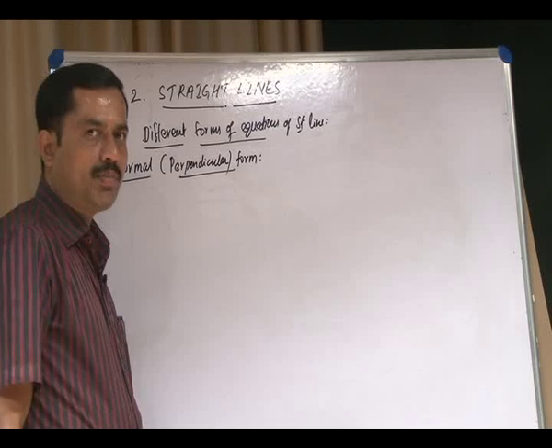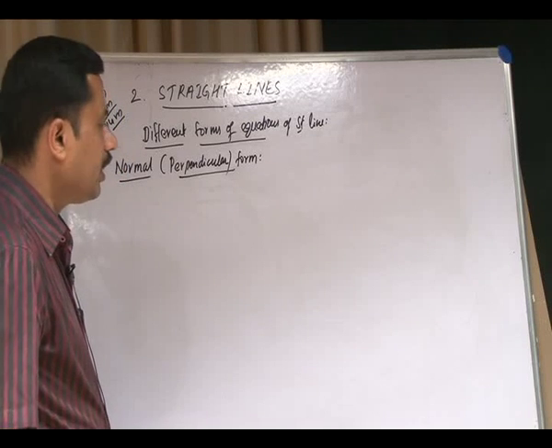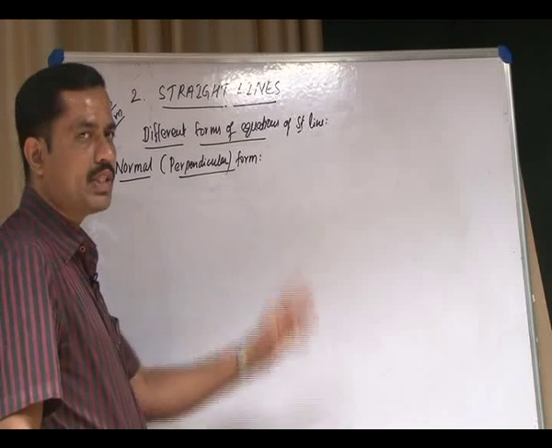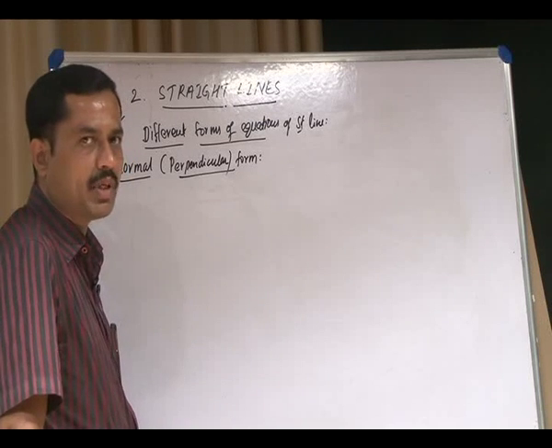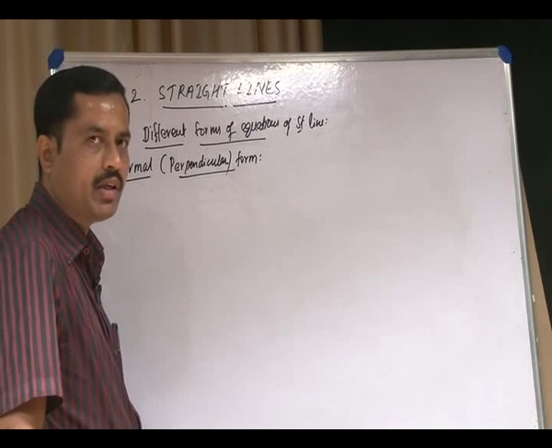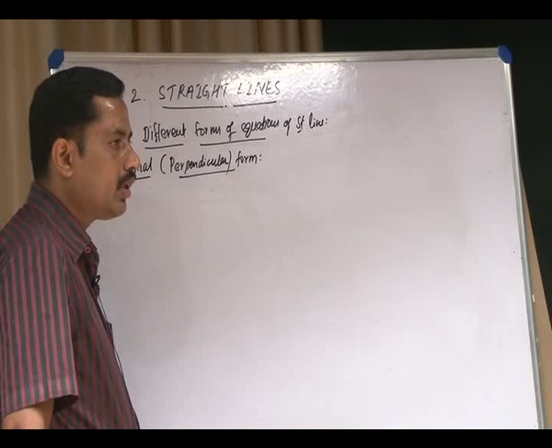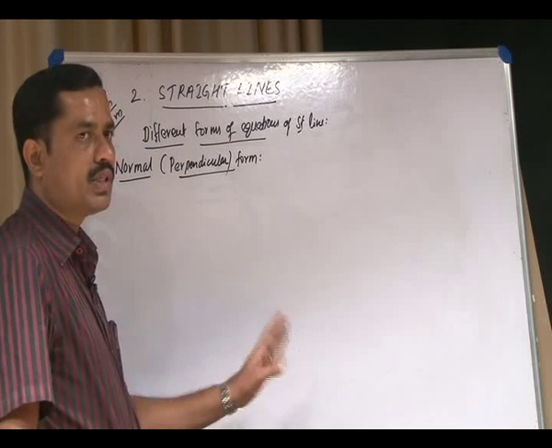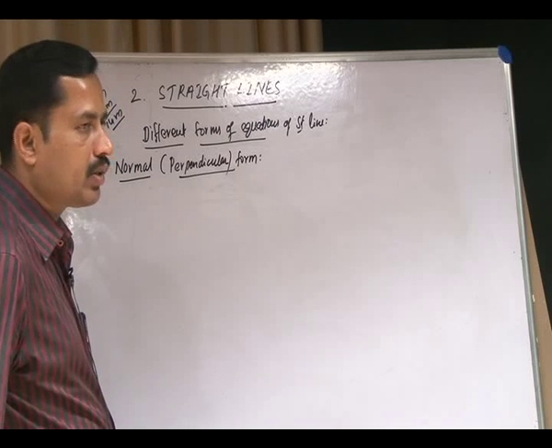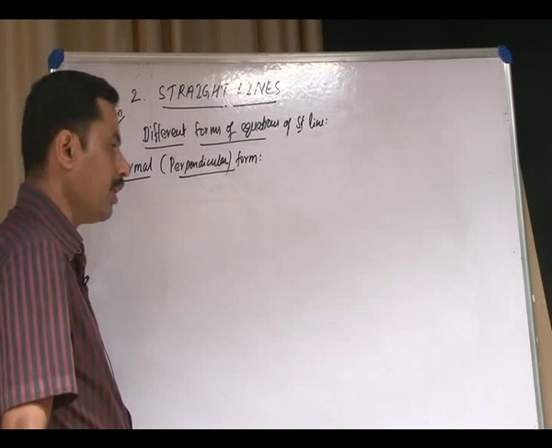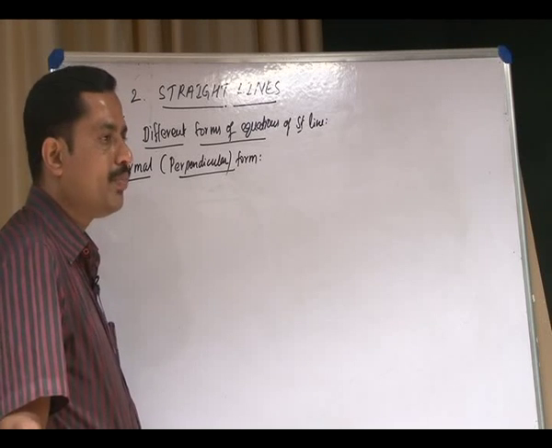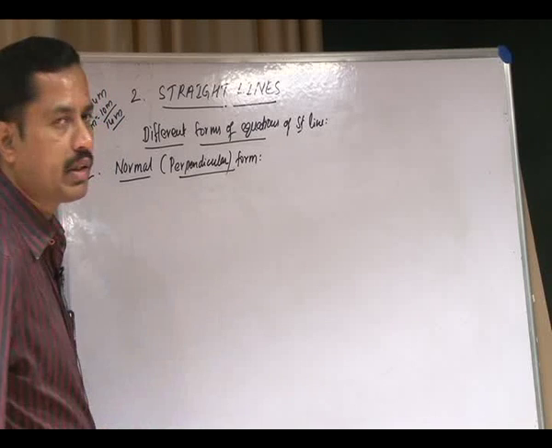So here, normal or perpendicular form means the straight line is given at a certain normal distance from the origin, and we represent that by p. The length of the perpendicular or normal distance is p, and that perpendicular makes an angle alpha with the positive x axis. Then the equation of straight line is given by x into cos alpha plus y into sin alpha is equal to p. That we call the normal form.